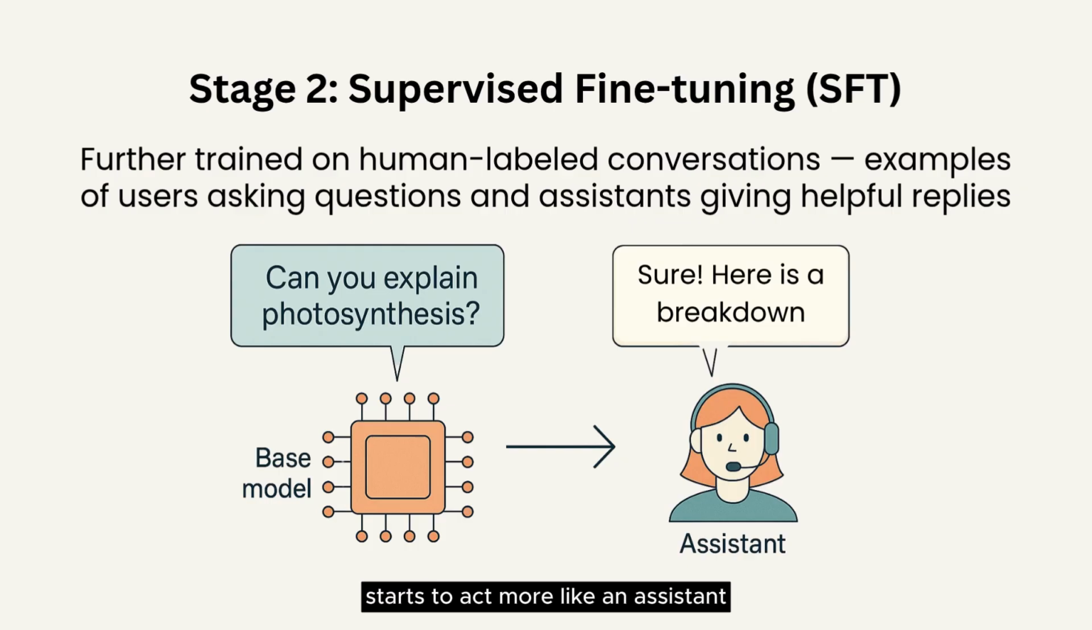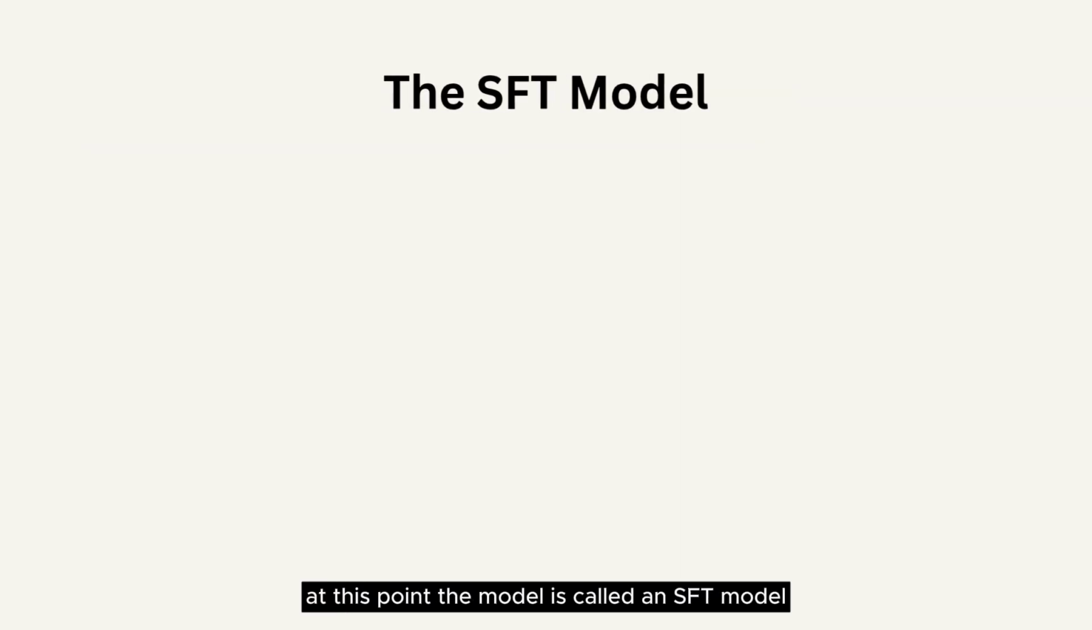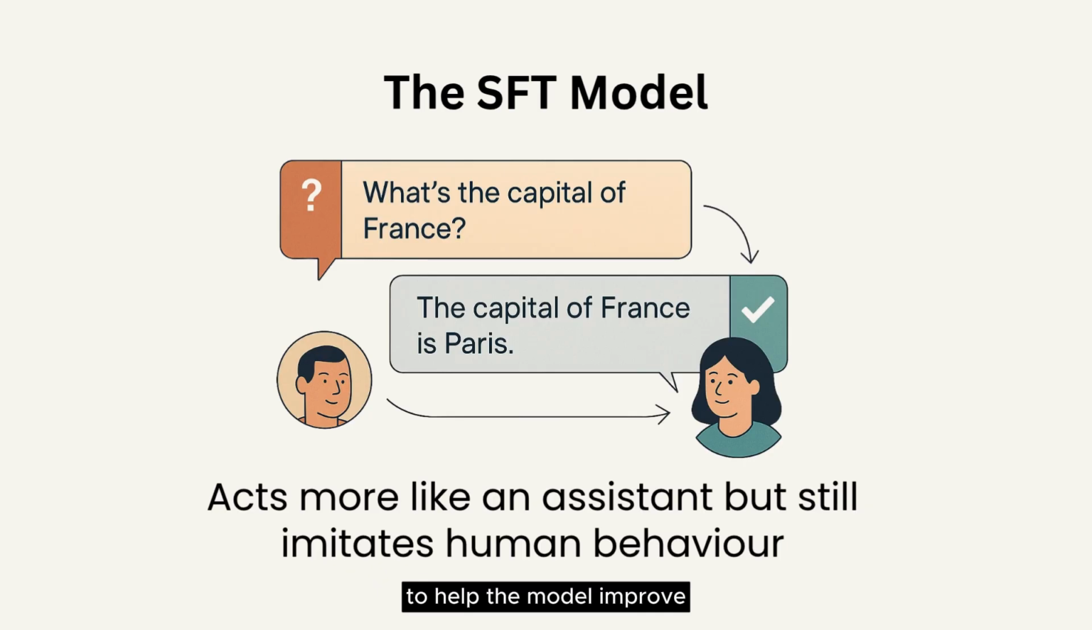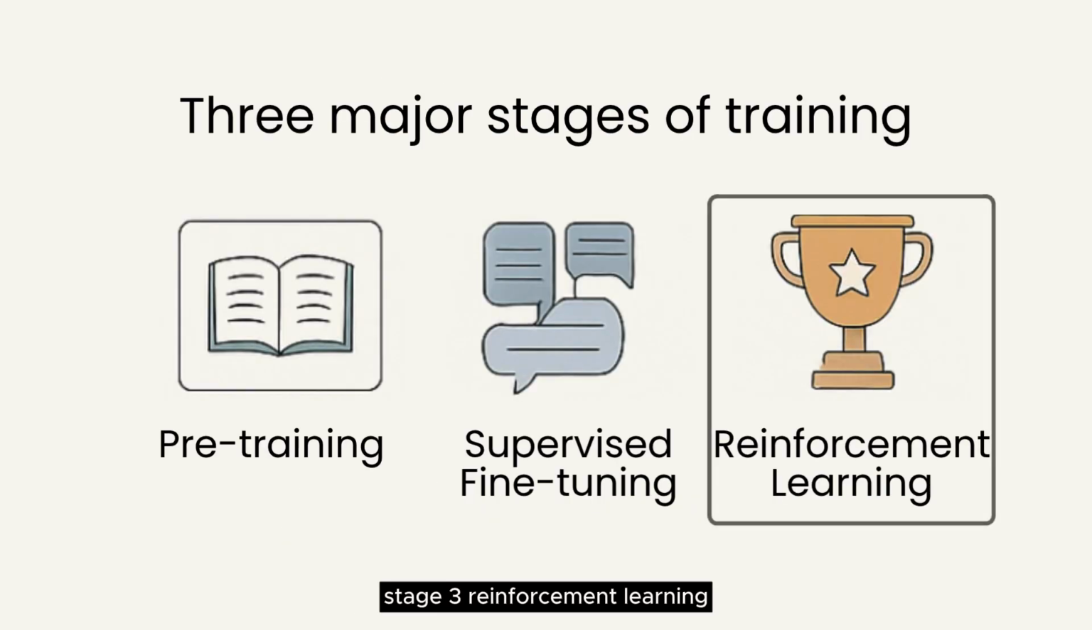This is when the model starts to act more like an assistant. But make no mistake, it's still imitating human behavior, not truly reasoning on its own. At this point, the model is called an SFT model, short for Supervised Fine-Tuned. But imitation alone has its limits. To help the model improve and sometimes even outperform the examples it was given, we need one final phase of training. Stage 3, reinforcement learning.